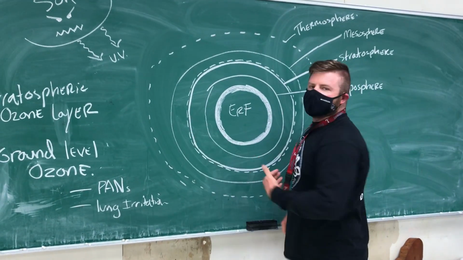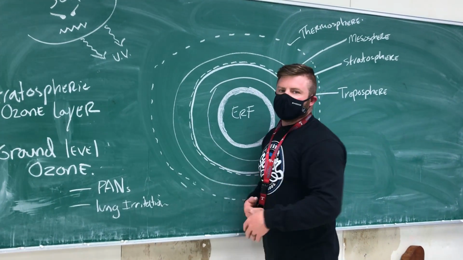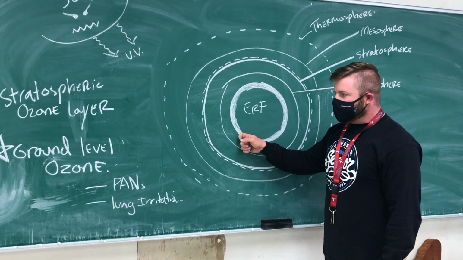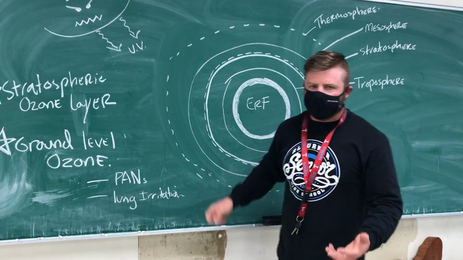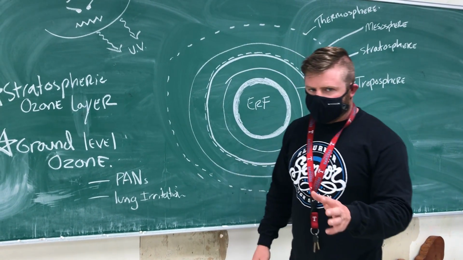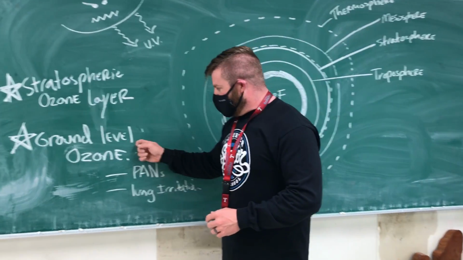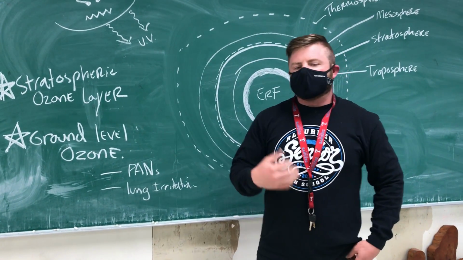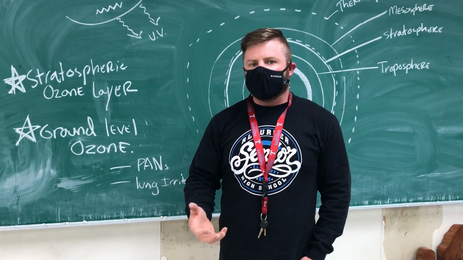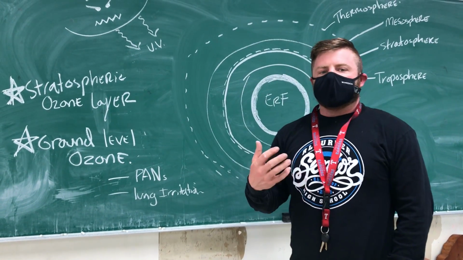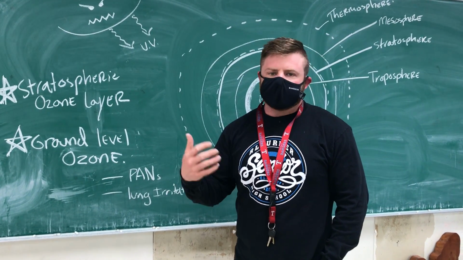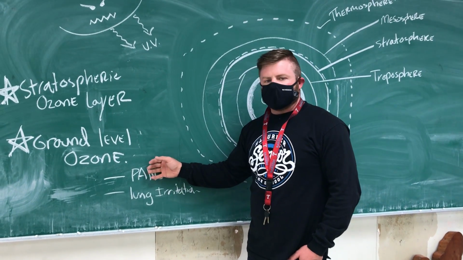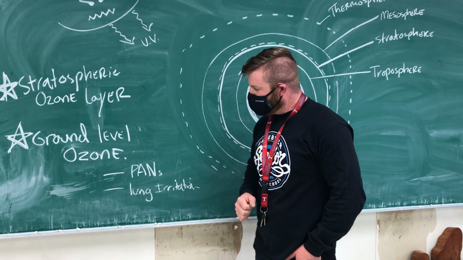This is the mesosphere, no one cares. This is the thermosphere, nobody really cares about that either. Now, down here, we can get ground level ozone. Ground level ozone is bad. When we talk about ground level ozone, let's talk about where it comes from. It is mostly associated with the transportation sector, with exhaust from cars, trucks, planes, all sorts of stuff. Anything that's burning, internal combustion engines.